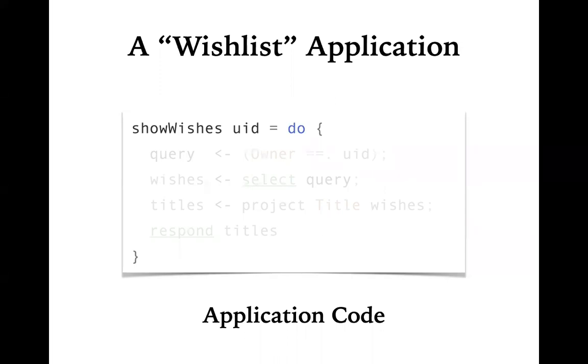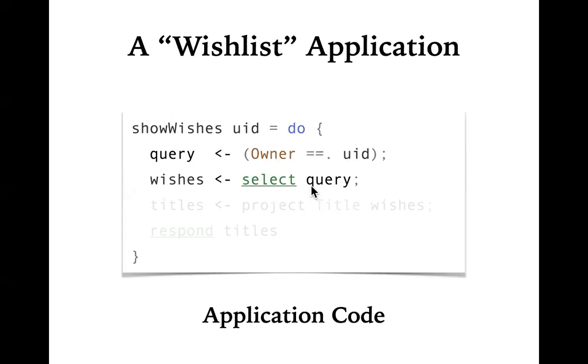So here's a very small toy illustration of that particular cycle. This is what is called a controller in web app speak that responds to a query for showing the wishes of a particular user, denoted by UID. Let's see what this controller might do. The controller would first construct a database query, which is a predicate. Think of this as literally the query object. The query says owner must equal UID.